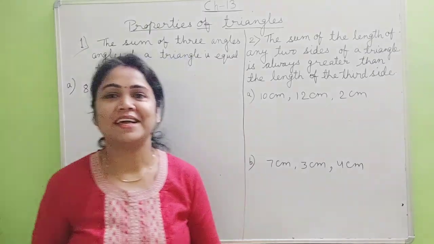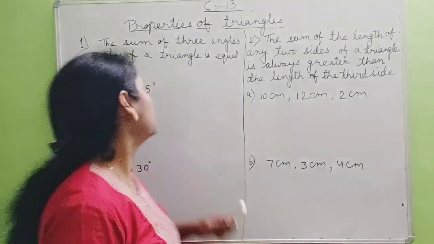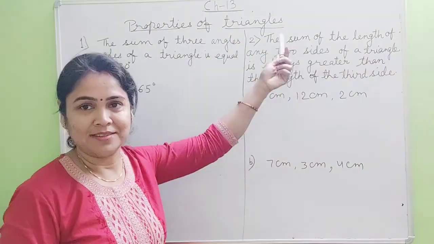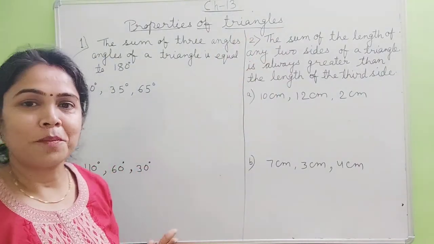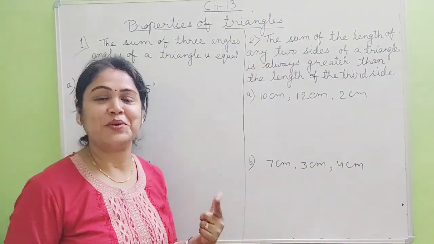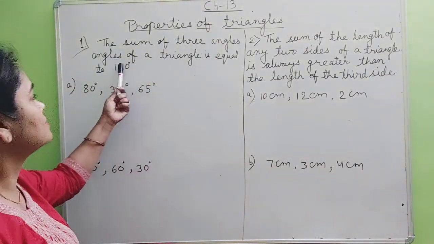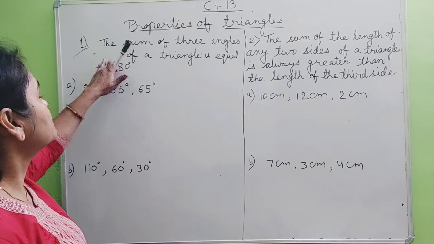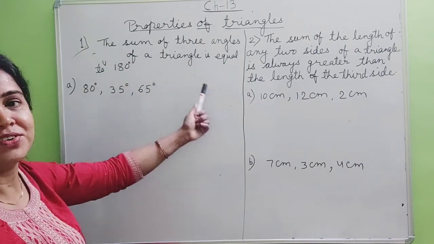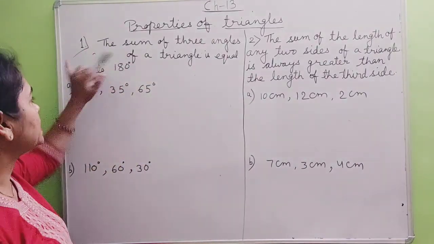Hello children. In this video I will explain the properties of a triangle. The first property, which I have already explained in my video, is that the sum of the three angles of a triangle is equal to 180 degrees.